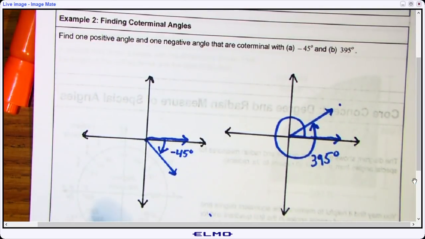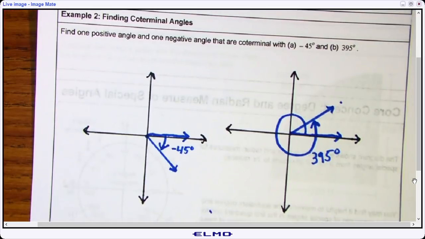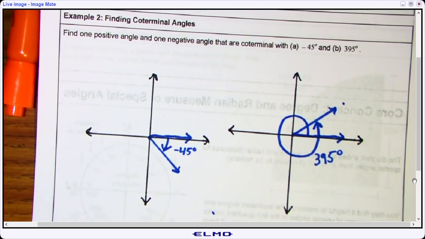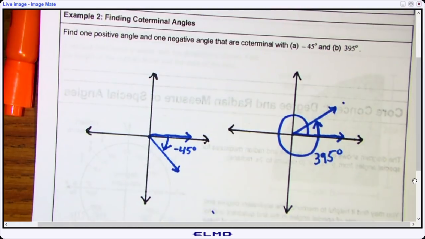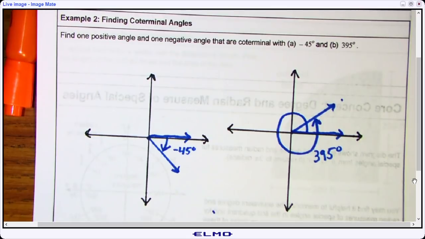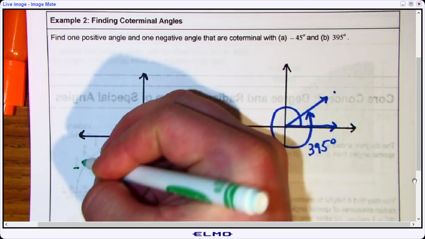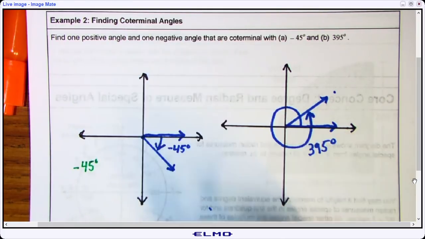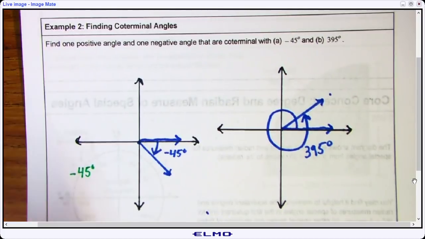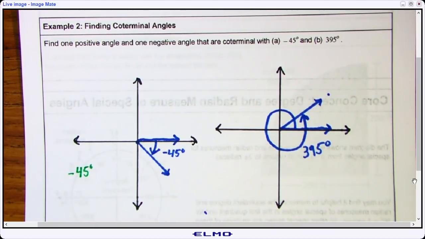So if we scroll down here on the page, I've already got these drawn out. It says find one positive angle and one negative angle that are coterminal with negative 45 degrees and 395 degrees. Well, let's do negative 45 degrees first. So we start with negative 45 degrees, and then using what we said above, we just have to add or subtract multiples of 360.